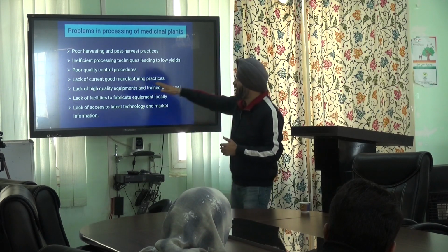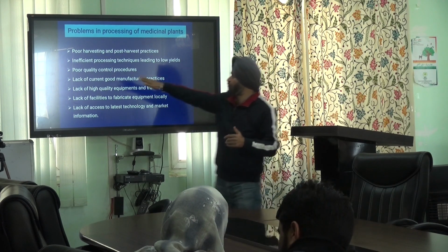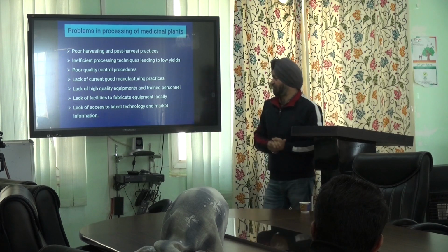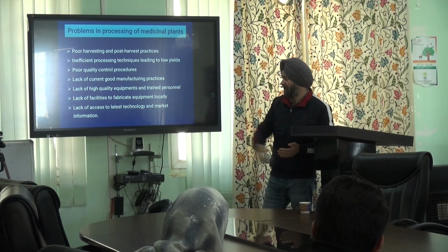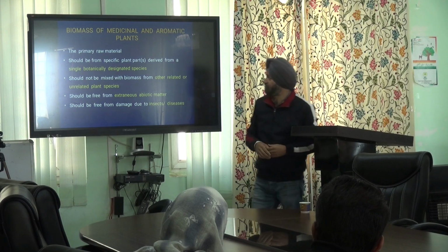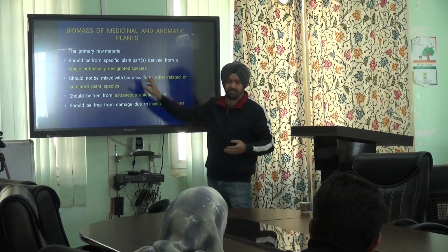Okay, so these are the lack of current good manufacturing practices. We are having poor quality control procedures, lack of facilities and equipment, and lack of access to technology and marketing. Then we are having the biomass, the primary raw material, from a single botanically designated species.